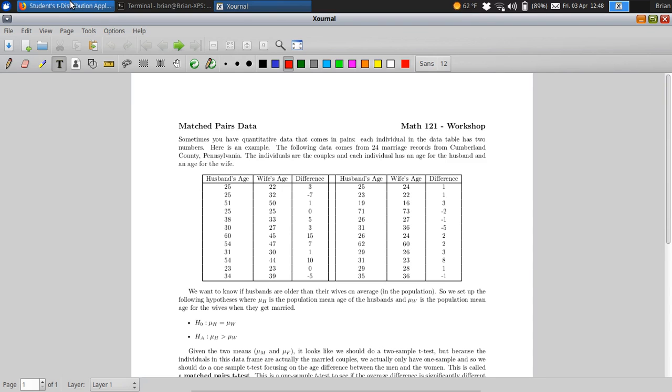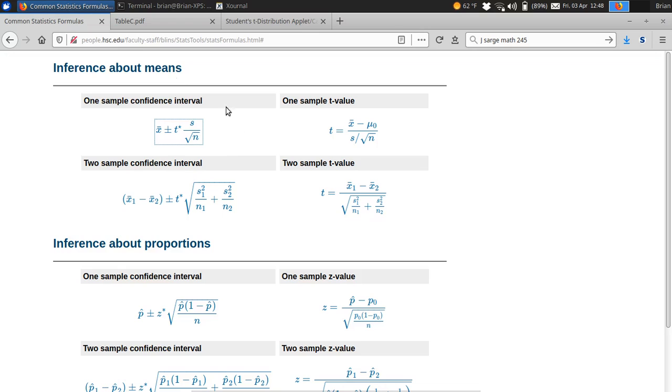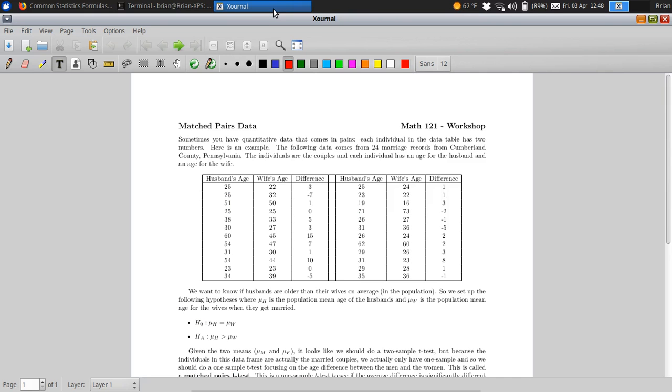So when you look at all the different formulas for the t-distribution, we've got these four different formulas that we've been looking at for the past 2 weeks. Matched pairs data looks like two sample data, but it actually isn't. It's one sample data where you use the one sample formulas. And then the one set of numbers that you're actually going to work with isn't the husband's age or the wife's age. It's actually the difference between the two.